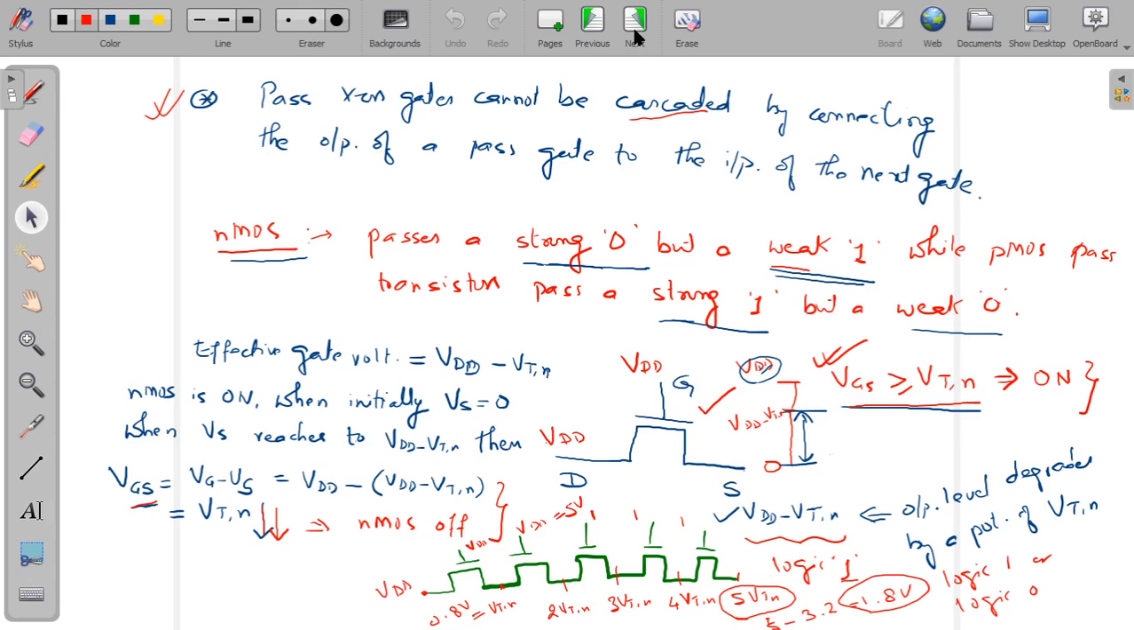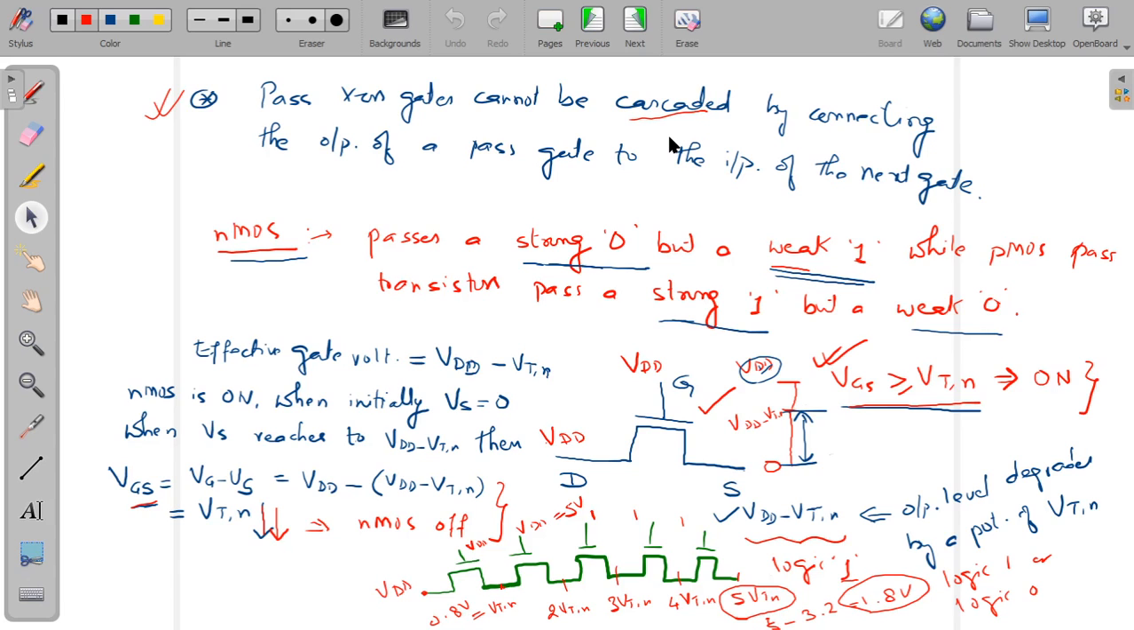But there was a problem there, that pass transistors cannot be cascaded by connecting the output of a pass gate to the input of the next gate, because there is a degradation in the output voltage as compared to the input voltage. So it becomes very difficult to cascade many stages as far as pass transistor logic is considered.